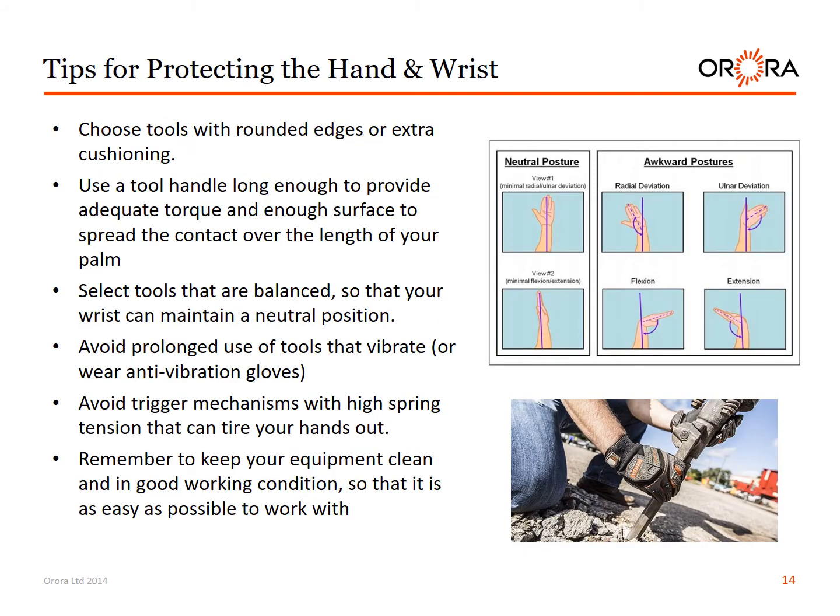Tips for protecting the hand and wrist. Choose tools with rounded edges or extra cushioning. Use a tool handle long enough to provide adequate torque and enough surface to spread the contact over the length of your palm. Select tools that are balanced, so that your wrist can maintain a neutral position. Avoid prolonged use of tools that vibrate, or wear anti-vibration gloves. Avoid trigger mechanisms with high spring tension that can tire your hands out. Remember to keep your equipment clean and in good working condition, so that it is as easy as possible to work with.